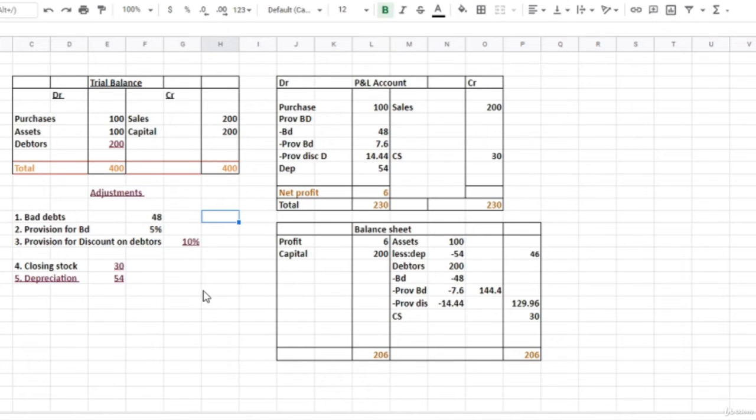No matter what the changes are in the adjustments, you can see the final accounts are always tallied. The reason we have explained in the previous presentations, and this is the combined presentation for all these adjustments. So for any values of these adjustments, the final accounts stand balanced. So that is what we are going to see in this presentation.